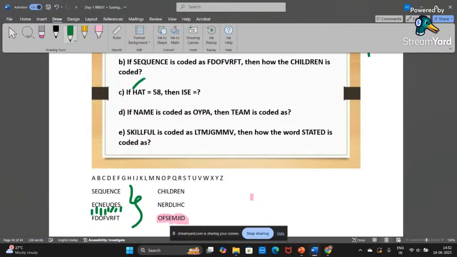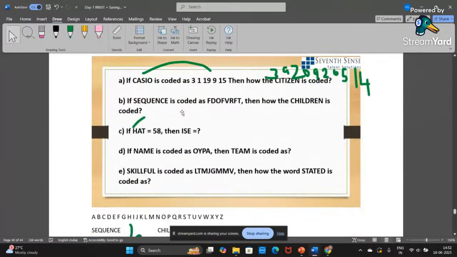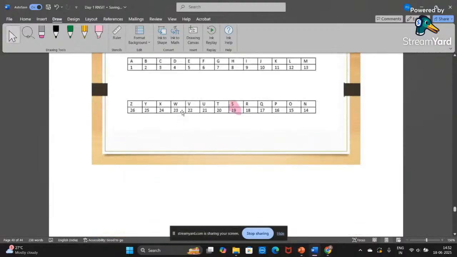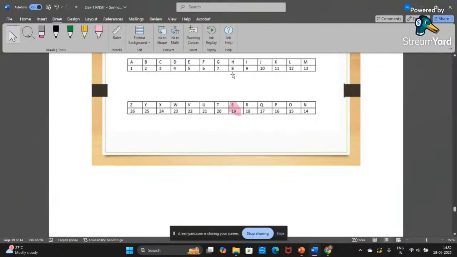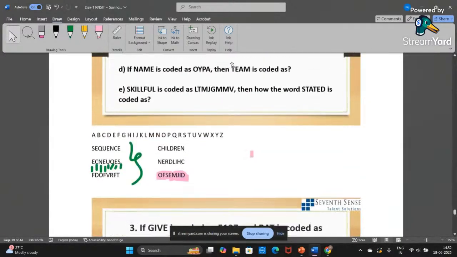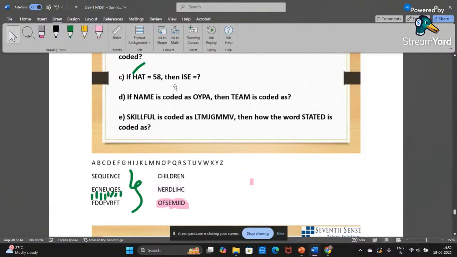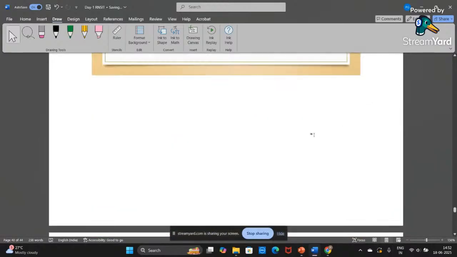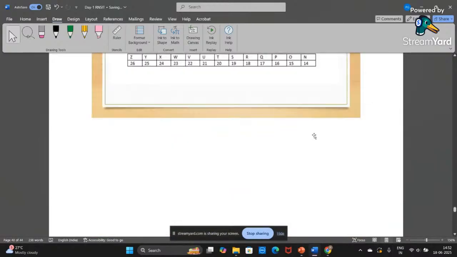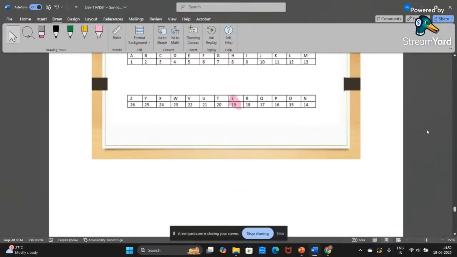So what is the position of, first we need to find out. So let us think in every possible way. Because they have given in numbers, let us see the table for first. What is the position of H? It is 8. For A it is 1. So 8 plus 1, it is 9. And what is the position of T? It is 20.